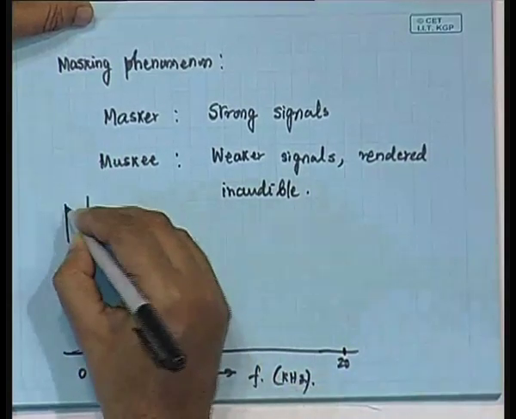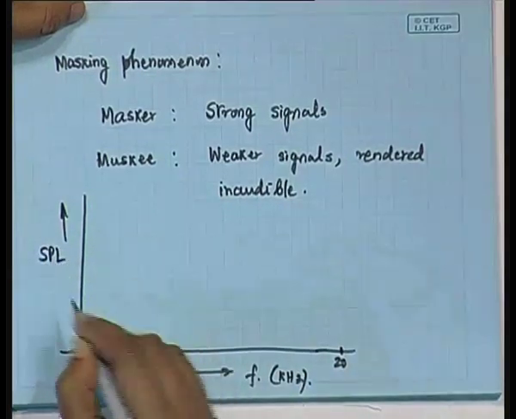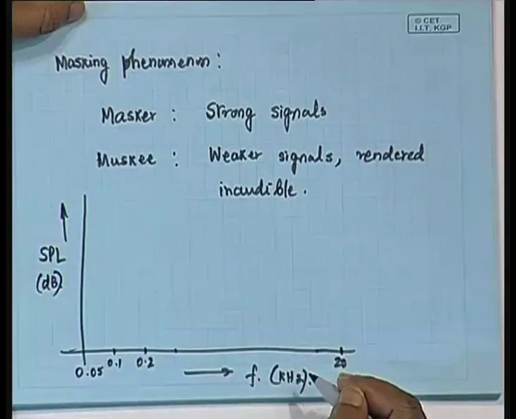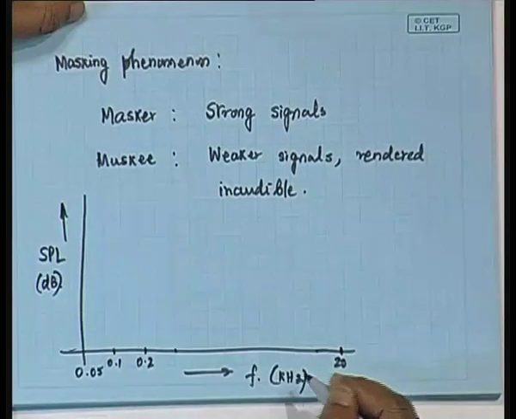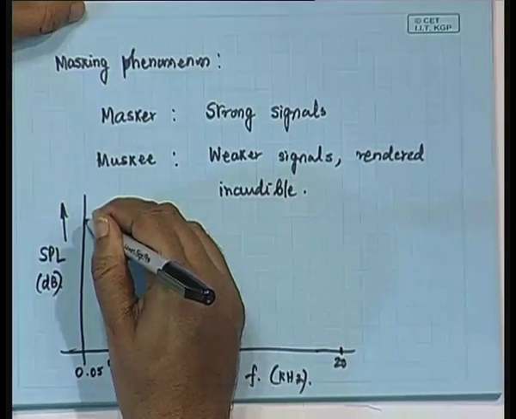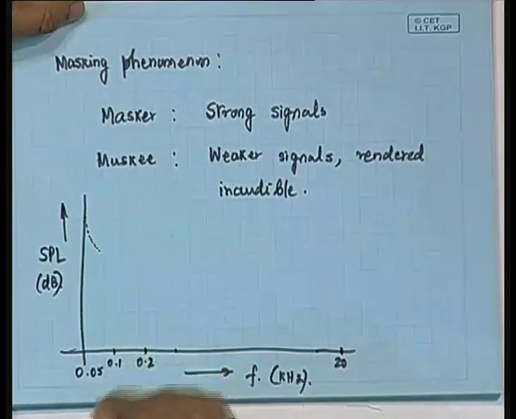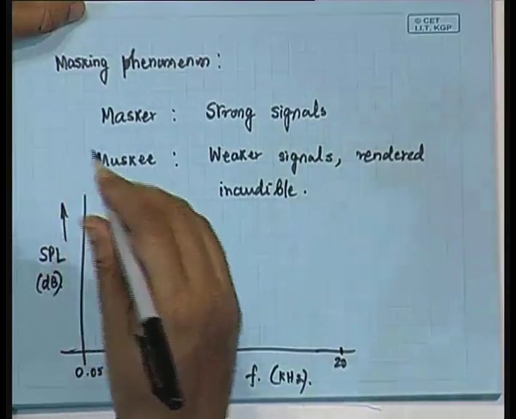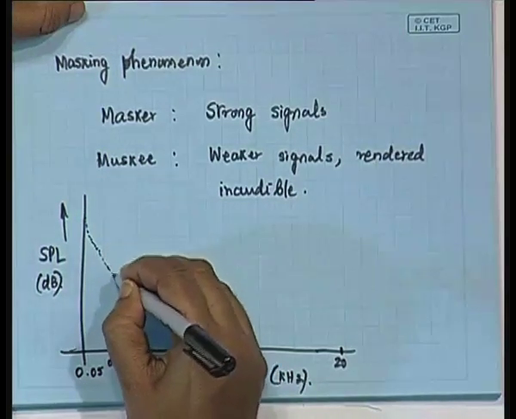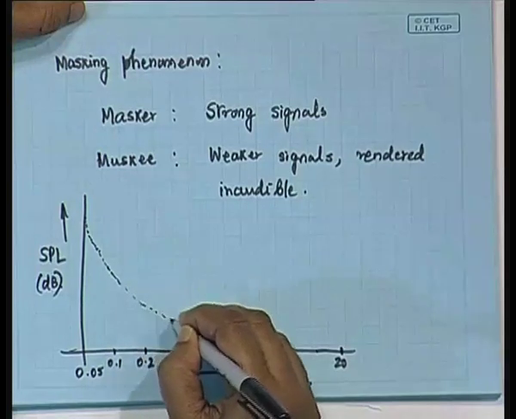Then on the vertical axis, I put the sound pressure level in dB. Now what we get is that at a very low frequency we require a considerable sound pressure level to make a sound audible. I am just drawing a curve like this, which you will be able to understand.